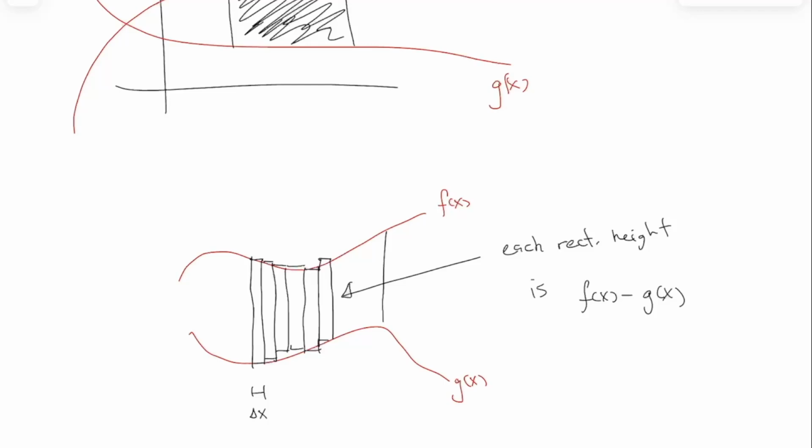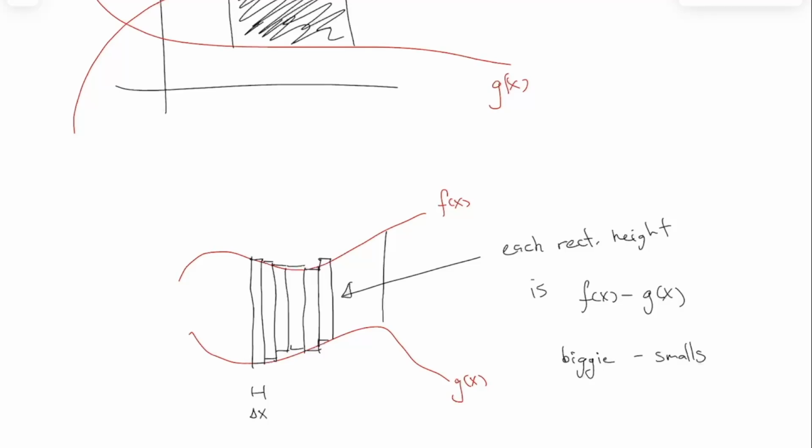In this example, f of x is on the top, but it's always the bigger, would you mind? Biggie minus smalls, if you will, right? It's the bigger function minus the smaller function is always how you set that up.